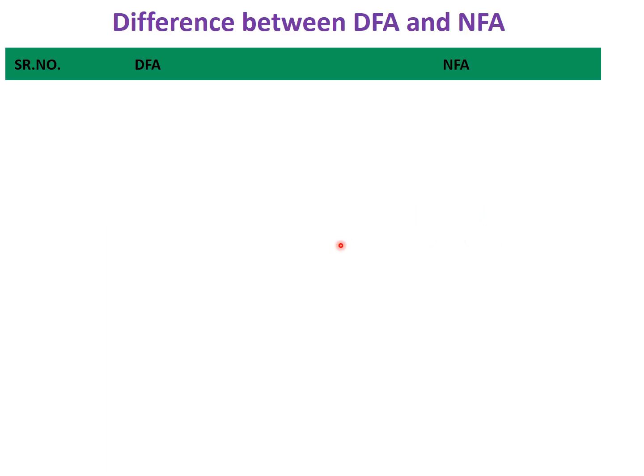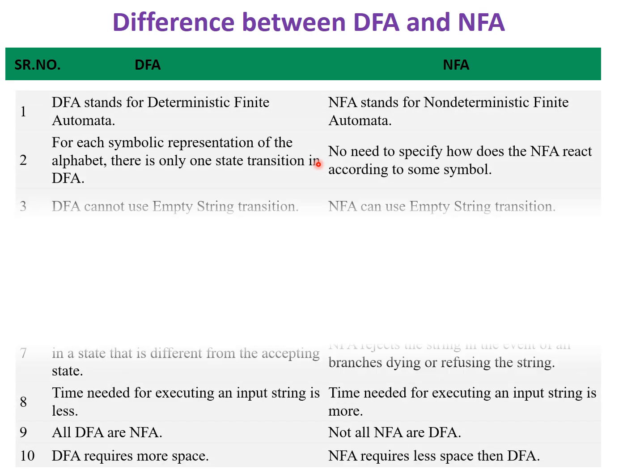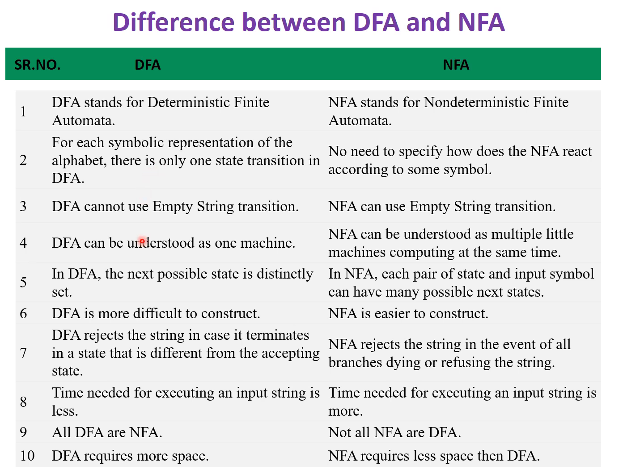Here you can make a column like this: serial number, DFA and NFA. I'll be discussing 10 to 12 points in this video. Depending on the marks, you can choose the best and technically strong differences, then you can write them in your exam, right? Look, there are 10 points I have listed here.